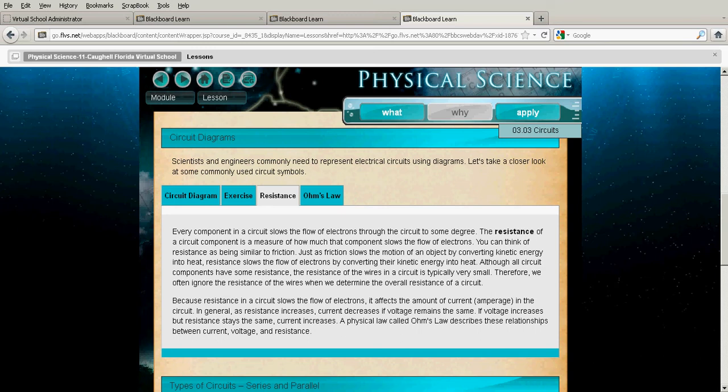It's really similar to friction. We learned about friction back in Module 1. Friction slows the motion of an object, and resistance slows the flow of electrons. And they both convert kinetic energy into heat.